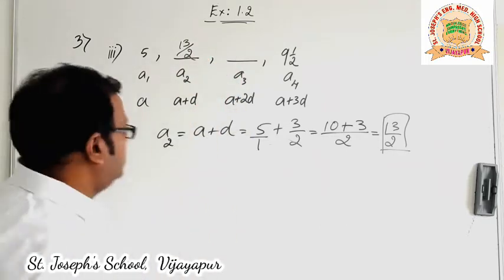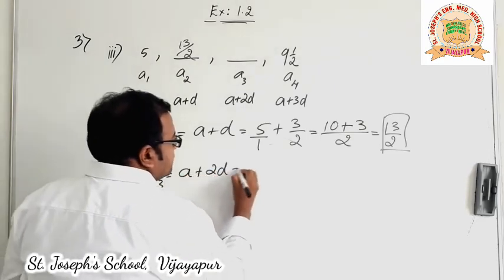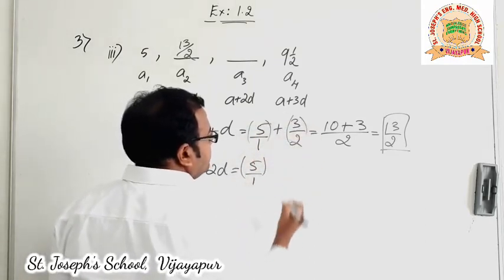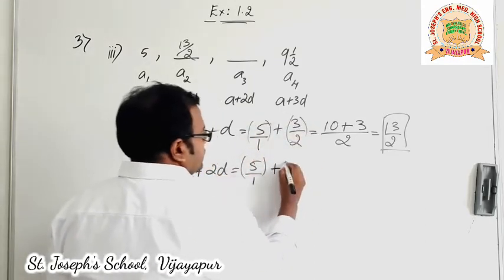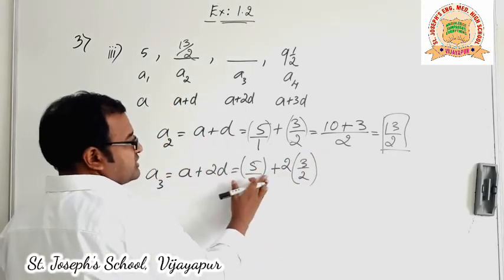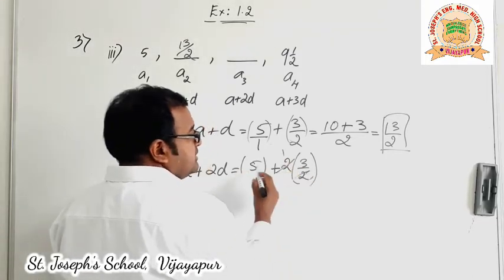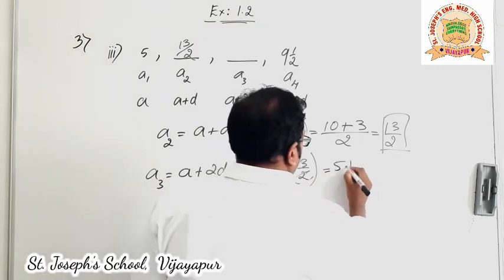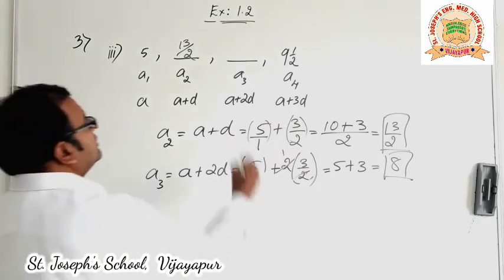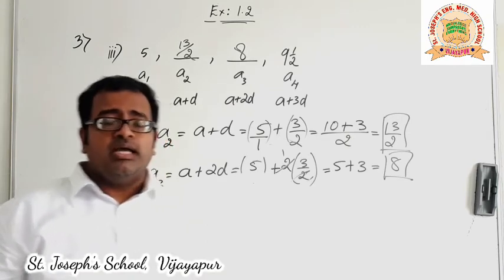One more is required. That is A3. A3 is equal to A plus 2D, which is equal to 5 upon 1, sorry, I forgot the brackets here, plus 2 into 3 upon 2. I don't think a fraction is required here. You can just write 5, because see, the 2s cancel. Answer is 5 plus 3, which is 8. So we got the next gap also. So the missing terms were 13 upon 2 and 8.